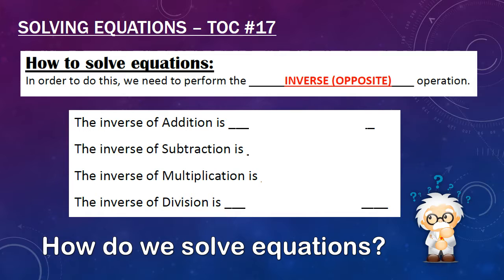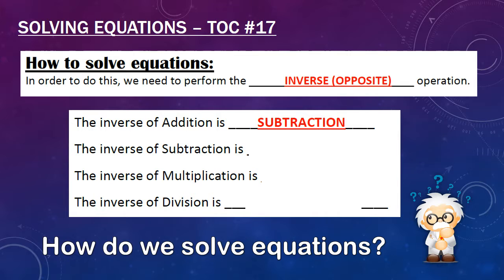We talked about properties already, and we talked about the inverse property of addition, and we talked about the inverse property of multiplication. The inverse property of addition involved a positive and a negative number. And a positive, we all know, is like adding. A negative is like subtracting. So the inverse of addition is actually subtraction.